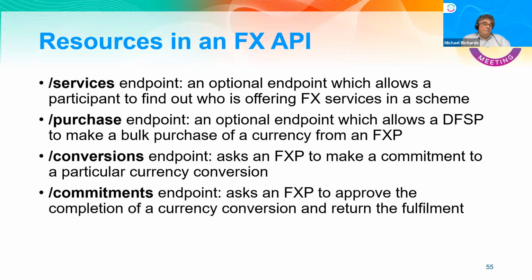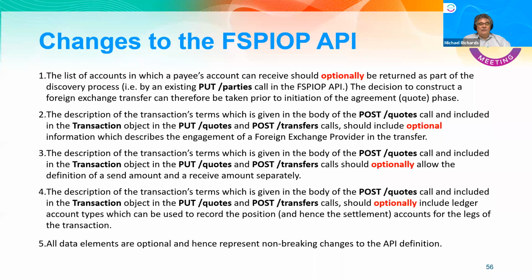An API to do that has 4 endpoints. That's all that an FXP needs. Actually, an FXP only needs to support 3 of them. It needs to support purchase to allow bulk purchases, a conversions endpoint to ask for a commitment to a currency conversion, and a commitments endpoint. And I talk in a little bit more detail about what changes are required to the FSP IOP API, and you will notice that they are all optional and therefore non-breaking changes.